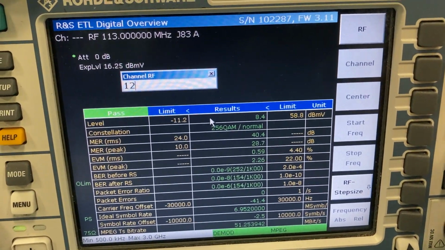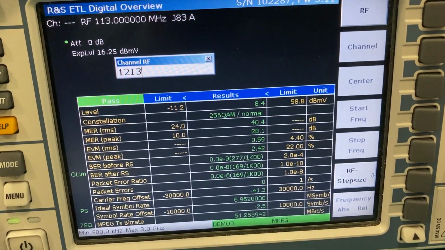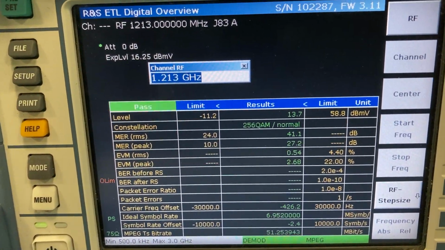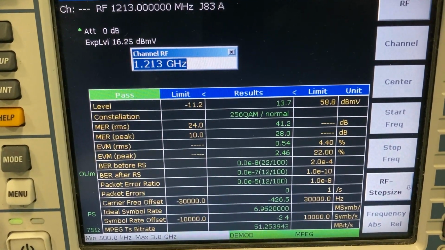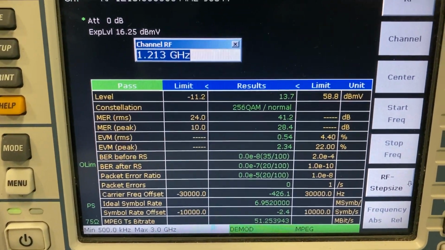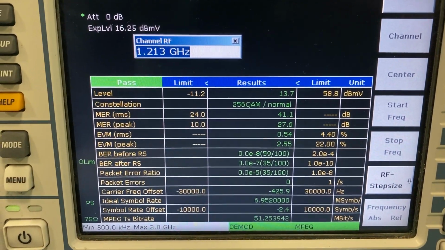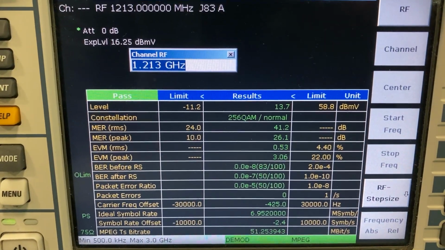Let's try one of the top end channels. In fact, I think 1.213, off the top of my head, is the very last QAM that we have on the test setup. And yes, it is. There we go. So the very last channel, right at the top of the spectrum. We actually had the software modified in the analyzer to be able to measure this channel, because it's not normal to transmit DVB-C at 1.2 gigahertz. But anyway, there you go.